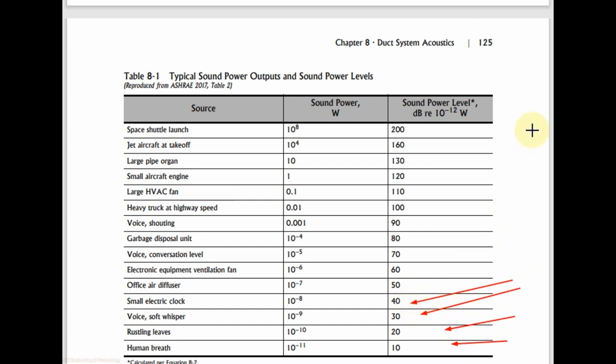NC level 160 is like a big aircraft taking off. Similarly, when we are shouting, it is the same as NC level 90. So from this table you can have an idea of the sound level, what is the meaning of the NC value, and how we can recognize them.